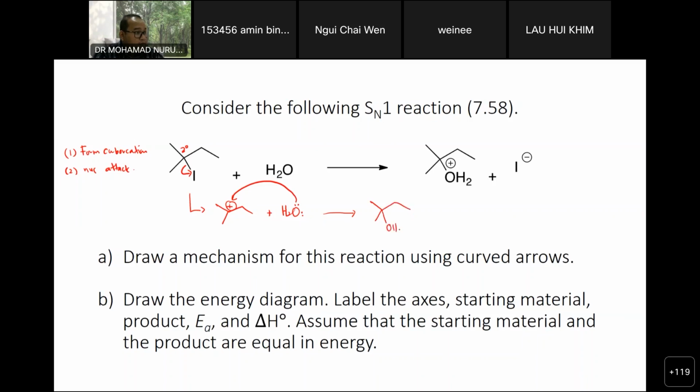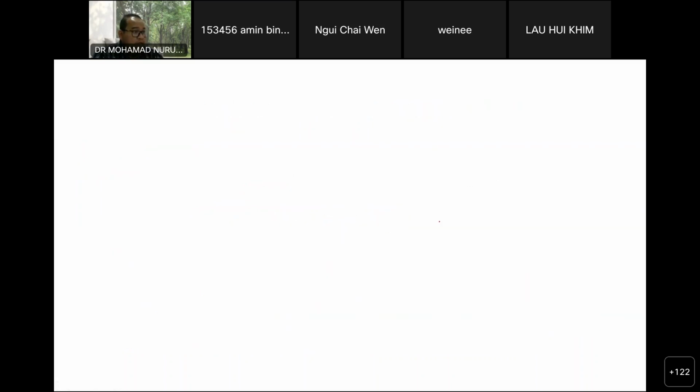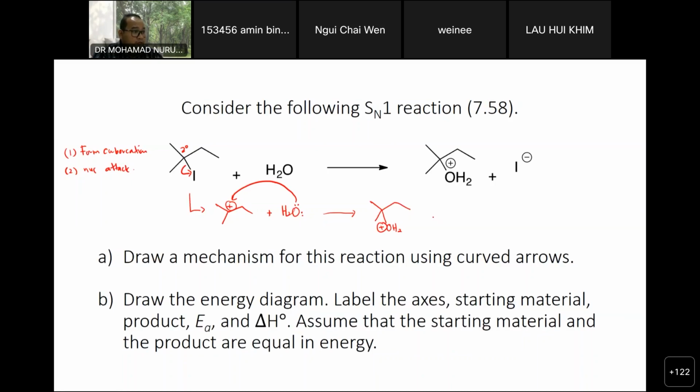Okay, H2O. Again you have to calculate the charge. I think I forget what chapter we already discussed about the charge. So this one should be positive. And after that, this is it, the product. Make sure you draw correctly whatever it is, so it will help you a lot. For this one, I guess we can give you 2 marks. So if you get this kind of answer, there will be 2 marks.